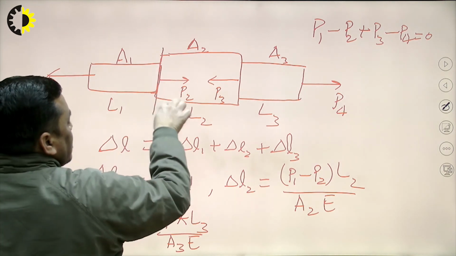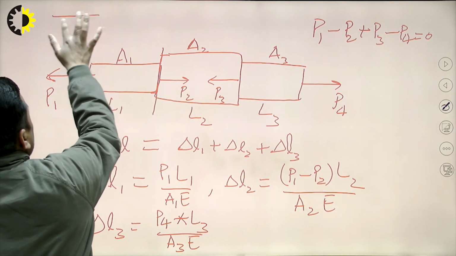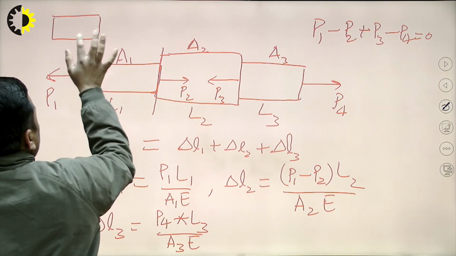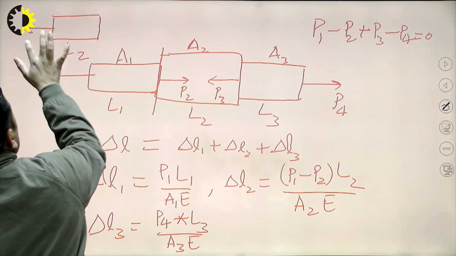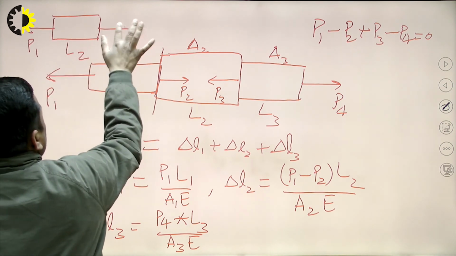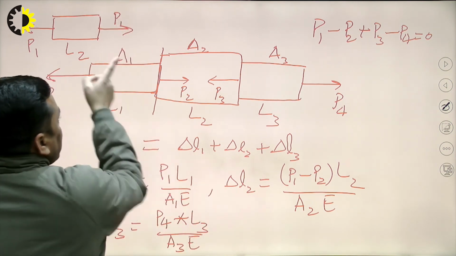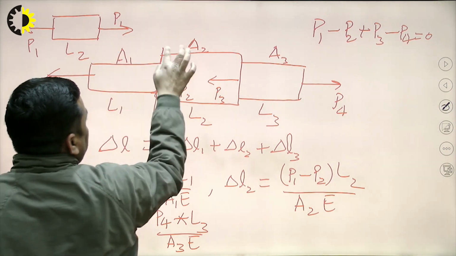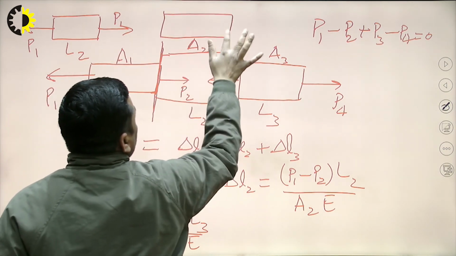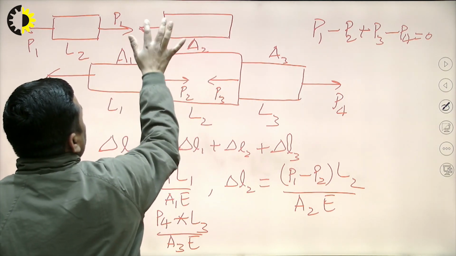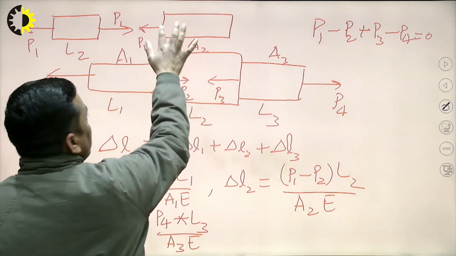So, just take the example of these two. I am coming one by one. First, I am drawing the free body diagram for length L2. Here the load is P1. So, obviously, for the elongation of this, the load must be P1 here. This P1 is pushing this surface. So, at length L2, there must be P1 equal and opposite.